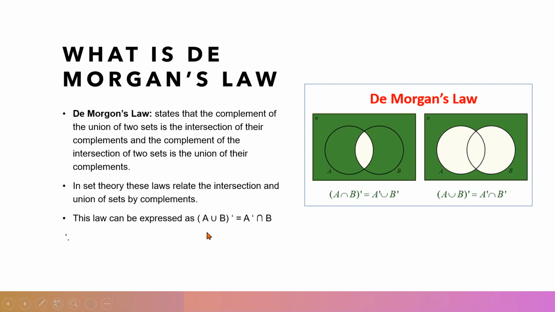As you can tell right here, this would be our formula, which is the complement of A union B equals the complement of A intersection the complement of B. And as you can tell in this diagram right here, this is the intersection between A and B, and then this would be the intersections of A, B, and the intersections between A and B together.